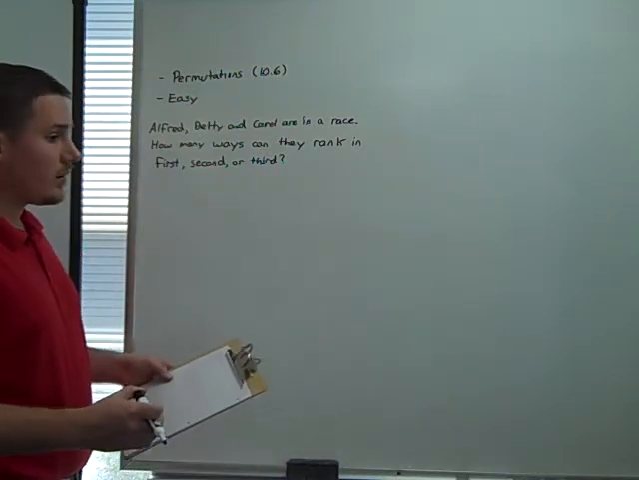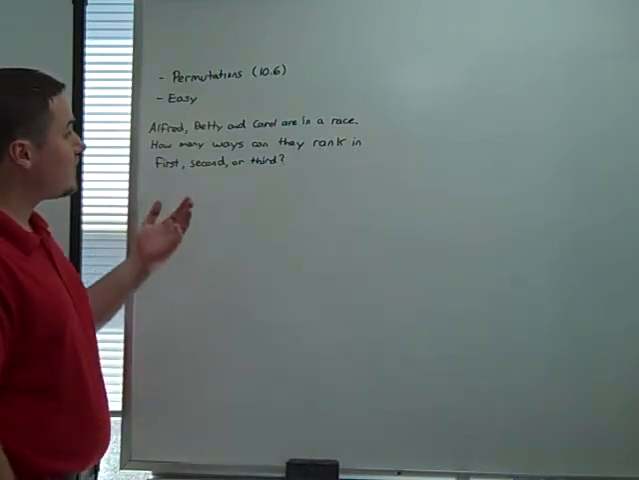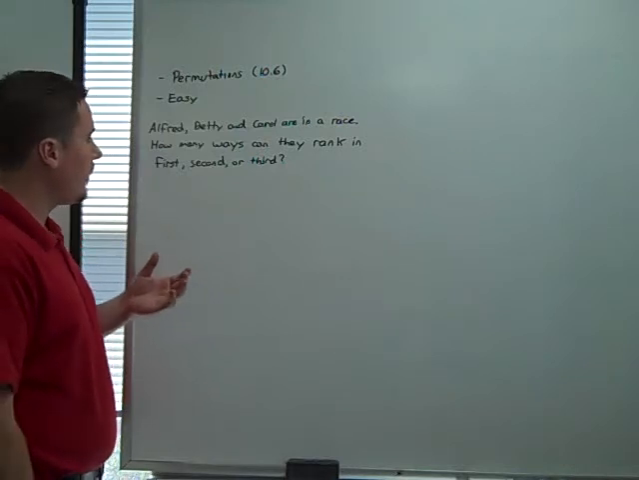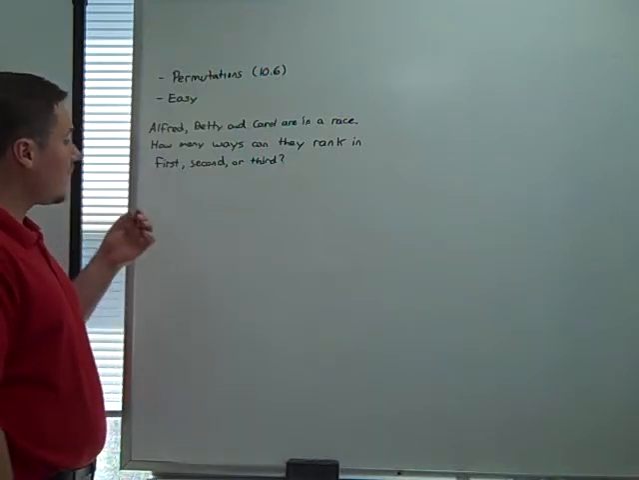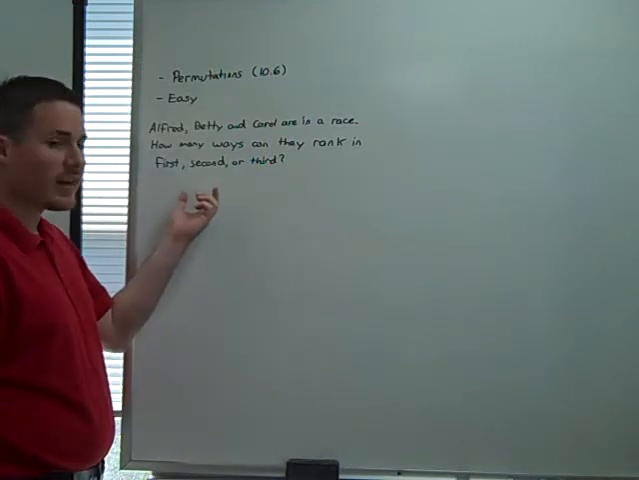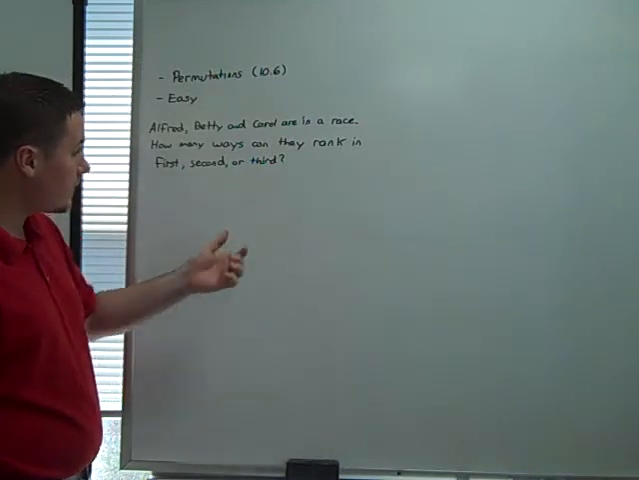First, we need to think permutations are all about decisions and choices. We have to decide who's going to be first. How many choices do we have? Then we have to decide who's going to be second. How many choices are there? And likewise for third.